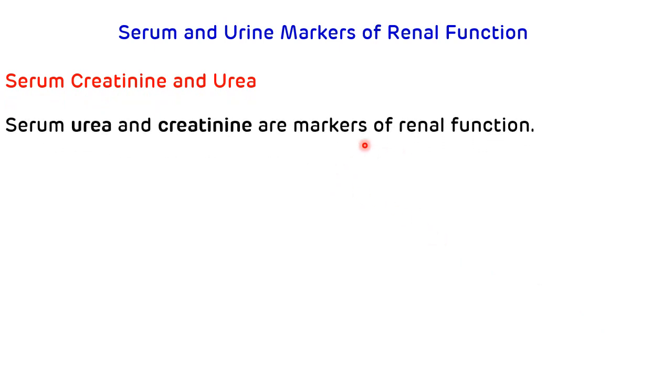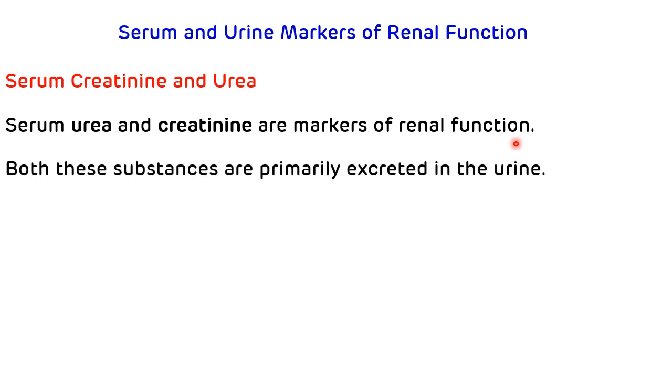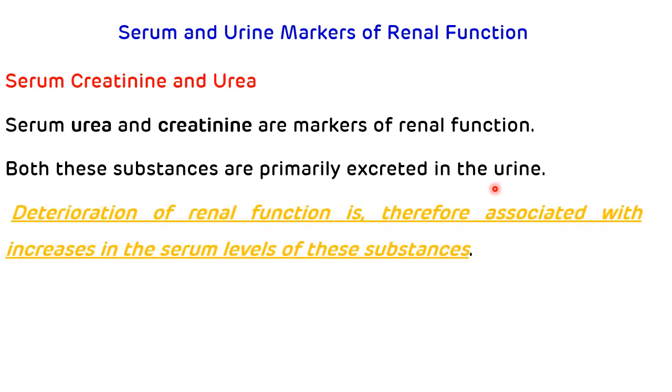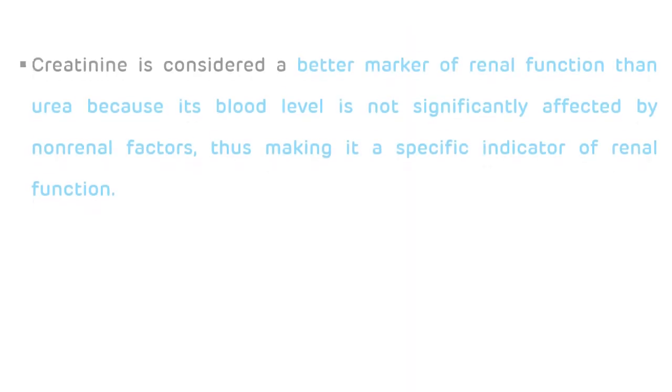Now, serum and urine markers of renal function. So first, serum creatinine and urea. Serum urea and creatinine are markers of renal function. Both these substances are primarily excreted in urine. Deterioration of renal function is therefore associated with an increase in the serum levels of creatinine and urea.